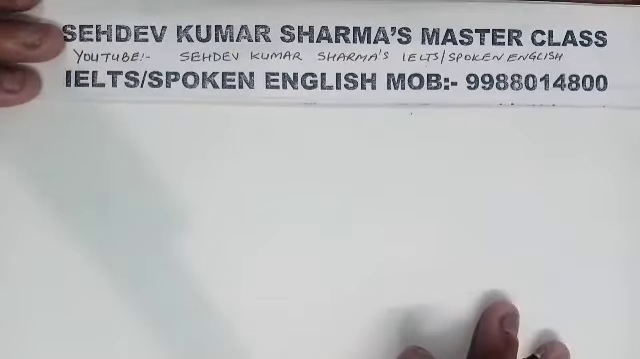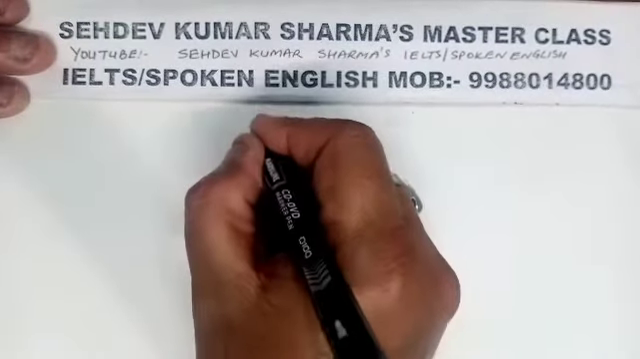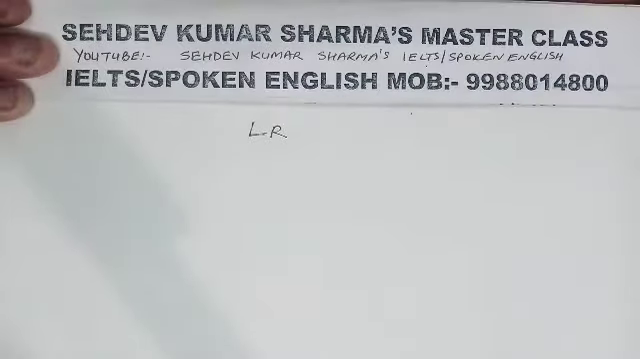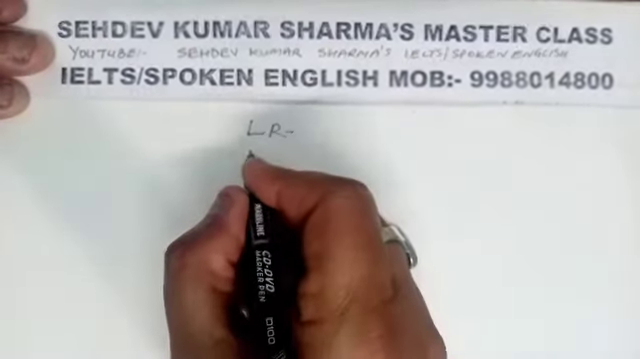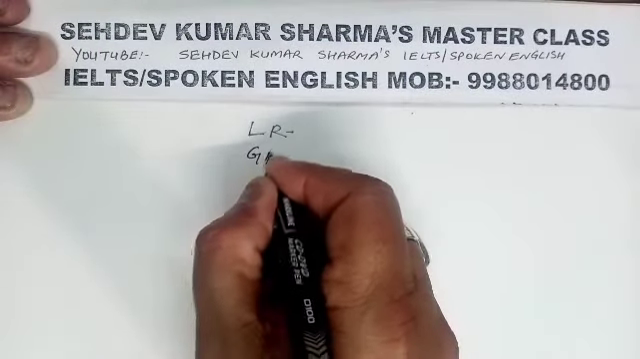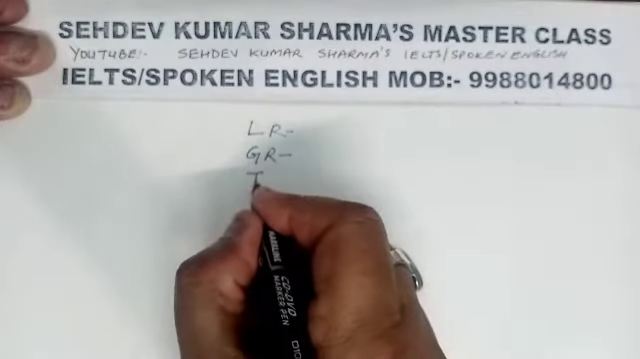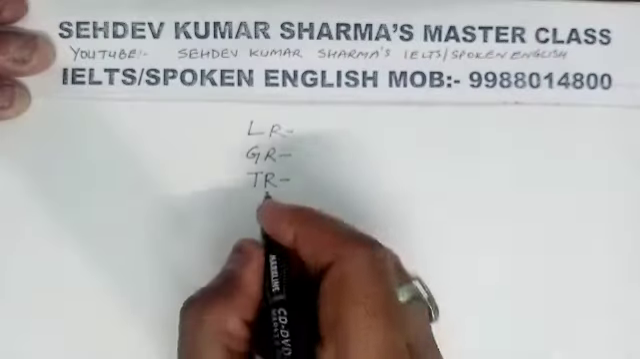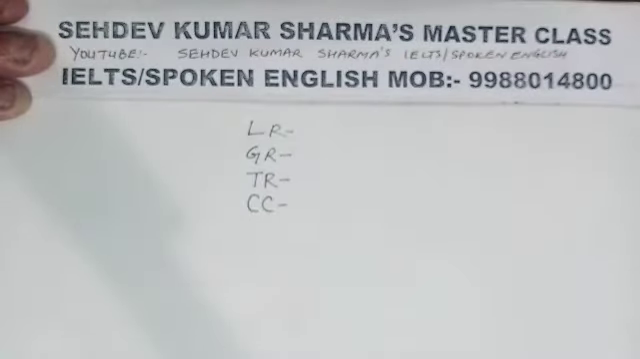If I talk about your IELTS writing, they look for your lexical resources. We call it LR. It is lexical resources, that means the word power you are going to use. And the second is your grammar plus range. They say it GR. Then they go for task response. They say TR. And they say CC. This is cohesion and coherence.